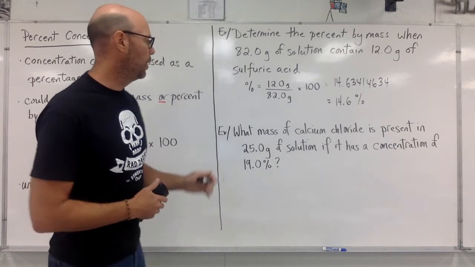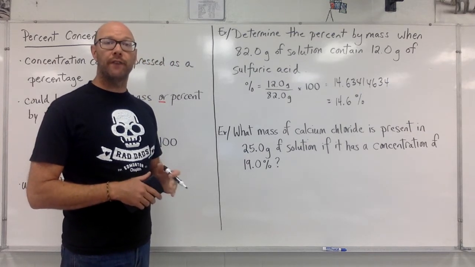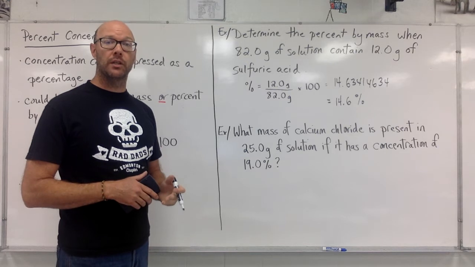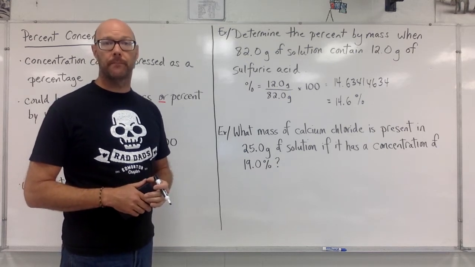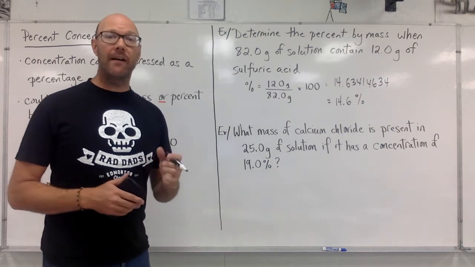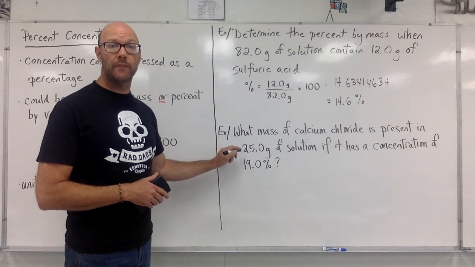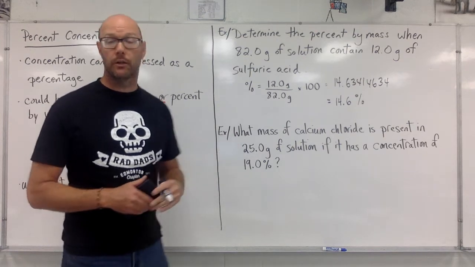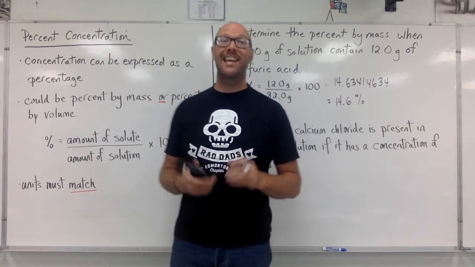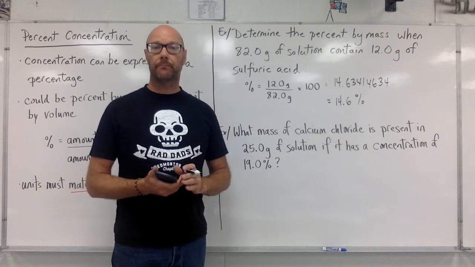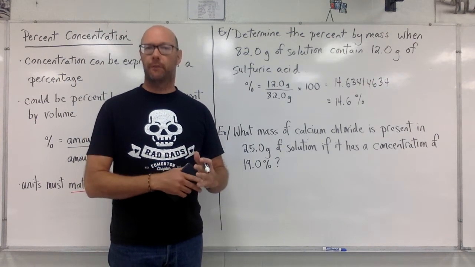Here's another example. What mass of calcium chloride is present in 25.0 grams of solution if it has a concentration of 19.0%? Here, this time we have the percent, it's 19.0. We have the mass of the solution, 25.0 grams of solution. So we need to determine the amount of the solute, which here is the calcium chloride. I'm going to write this down in a non-manipulated way first.